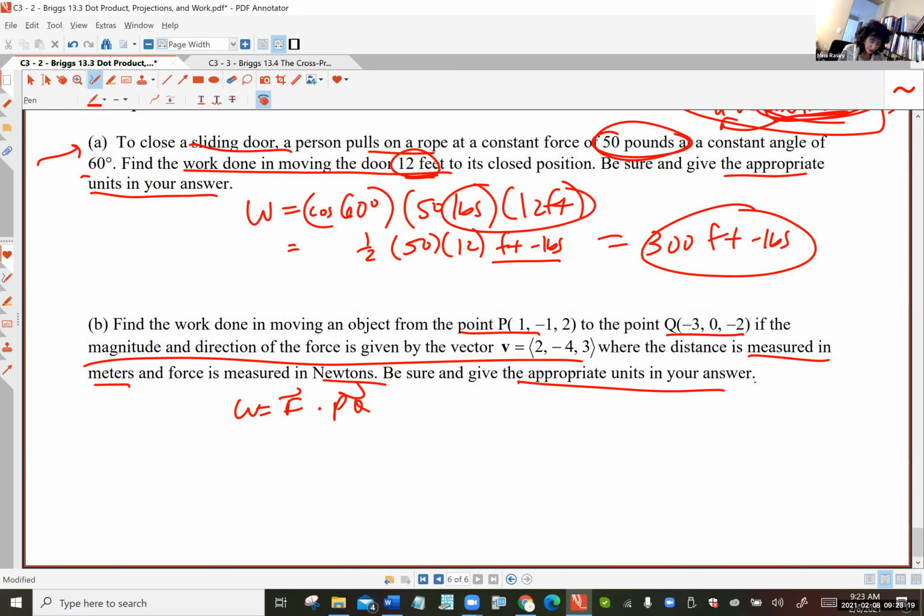Huh. Well, first, we've got to find PQ. You've got to get a vector before you take a dot product. You can't take a dot product of a point with a vector, although I've seen some students do it, and then I just give you 0 points. I don't even give you partial credit in that case.